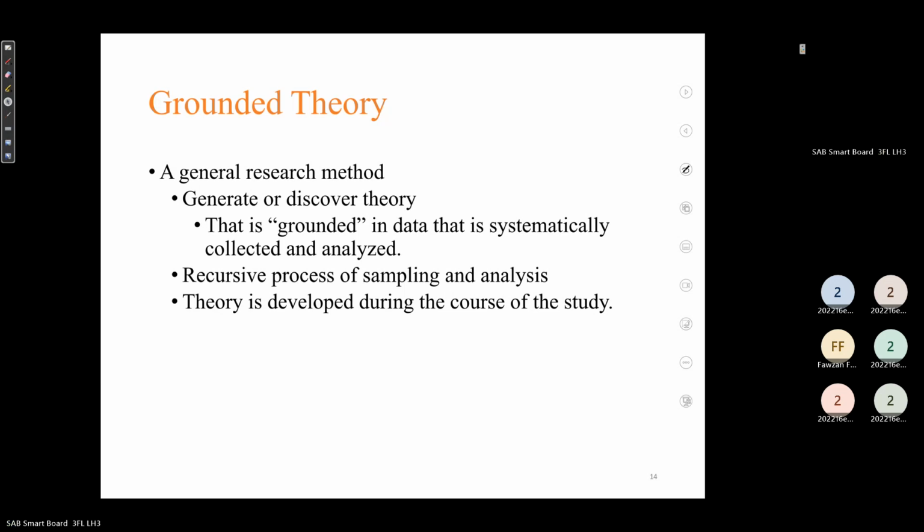Are you studying in groups? Where do you study? What places do you study in? Are you studying individually or in groups? Likewise, I will be looking at common patterns and come up with a theory. That's called what? Grounded theory. So you ground the theory through what? Data.